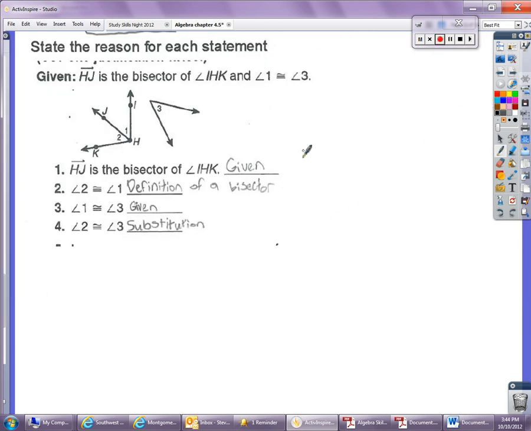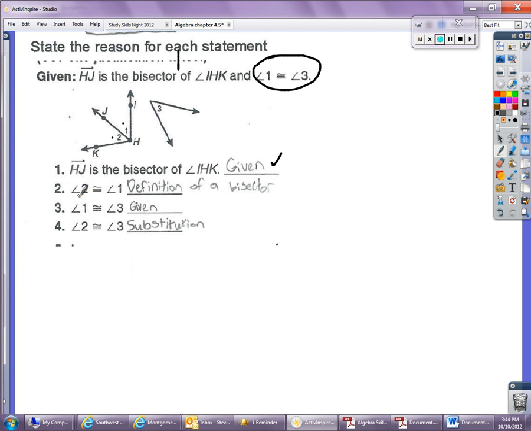Here's the next one. These are the correct answers. I'll just go through why. Obviously, it says right here that it is the bisector, so we know that the first reason will be given. Now, the only thing that you said after saying it's the bisector was that 1 and 2 are congruent. Well, why can we say that? We've just said that it's the bisector, and that is the definition of a bisector, the fact that 1 and 2 are going to be congruent. 1 is congruent to 3 is right here. That would be a given statement.